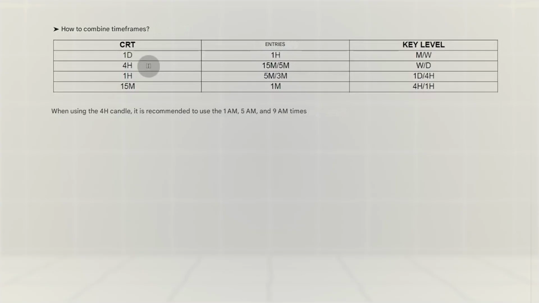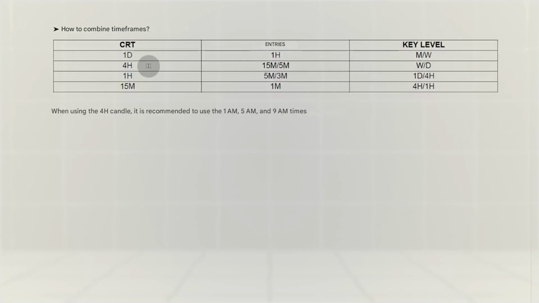If you are going to work directly with the 4-hour CRT, it is practically recommended to focus on 1 a.m., 5 a.m., and 9 a.m. As you may have noticed, this almost directly aligns or correlates with the Asia, London, and New York kill zones.